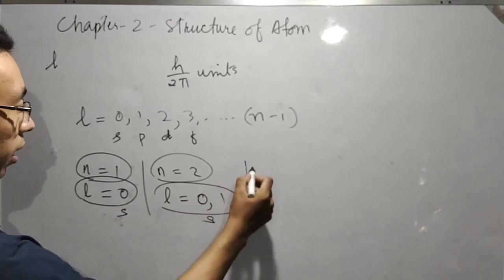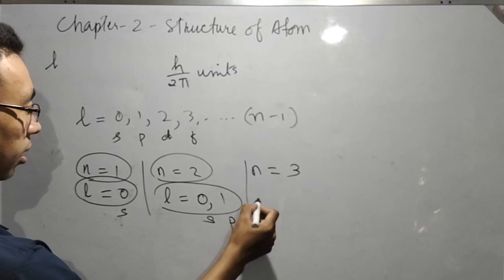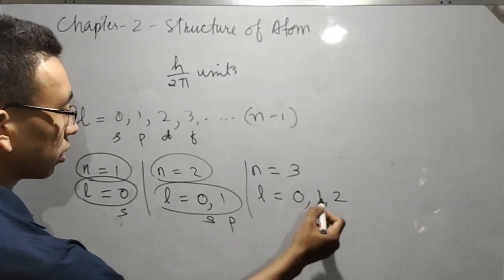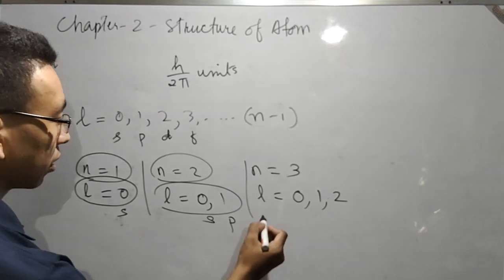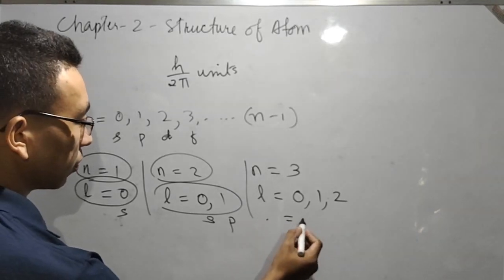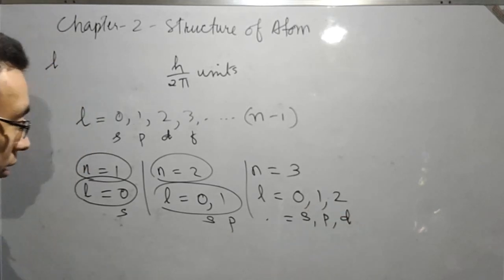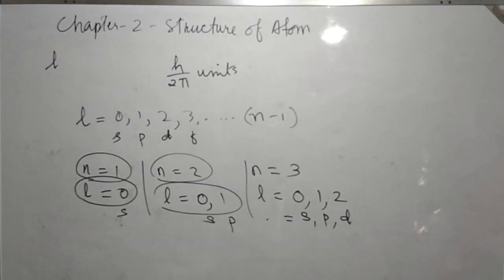And if n is equal to 3, then L will be 0, 1, and 2. So altogether 3 subshells are there: s, p, and d. These are the 3 subshells or orbitals.